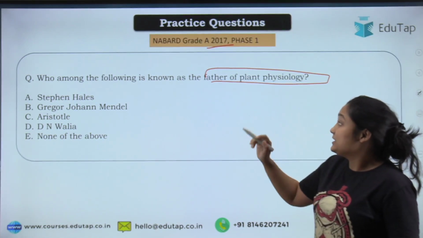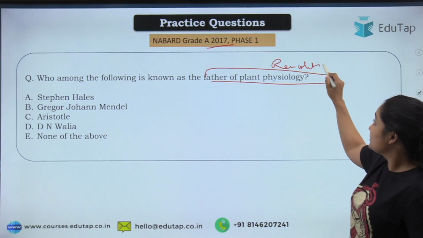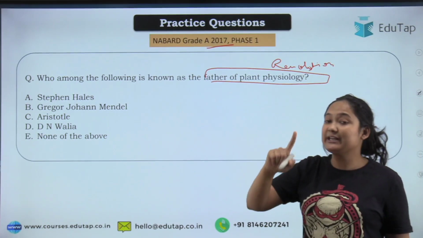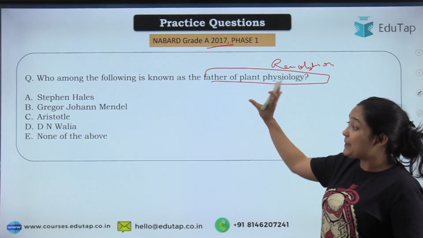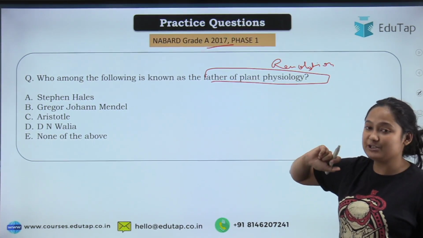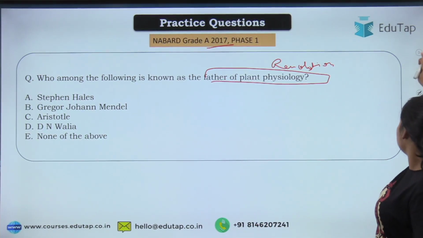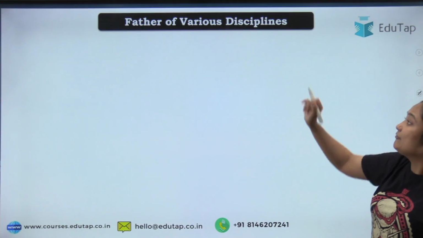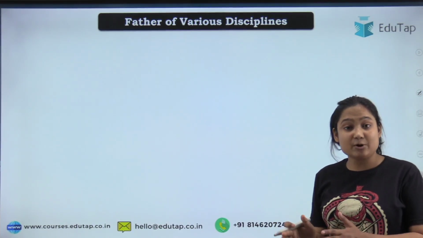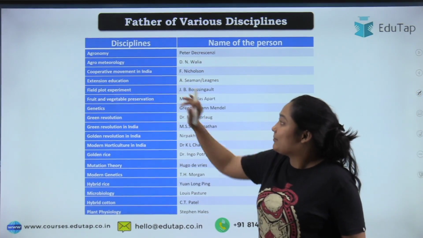So, revolutions are important. Also, as I have told you about the green revolution and who was its father, other fields also have founding fathers, or fathers of a particular subject. So we also need to study that. Now let's move to the fathers of various disciplines that are very important for your NABARD examination. First of all, talking about agronomy.